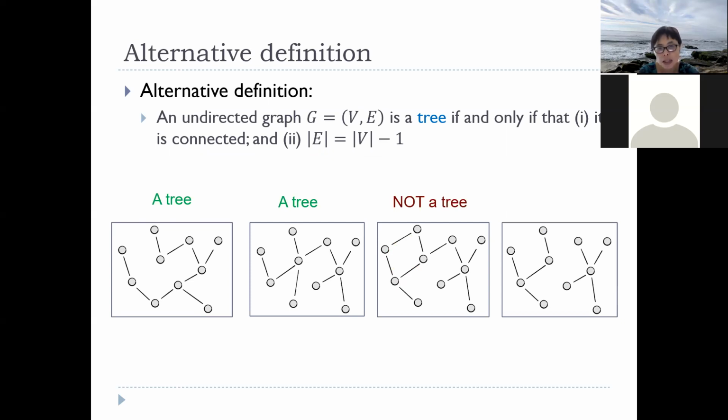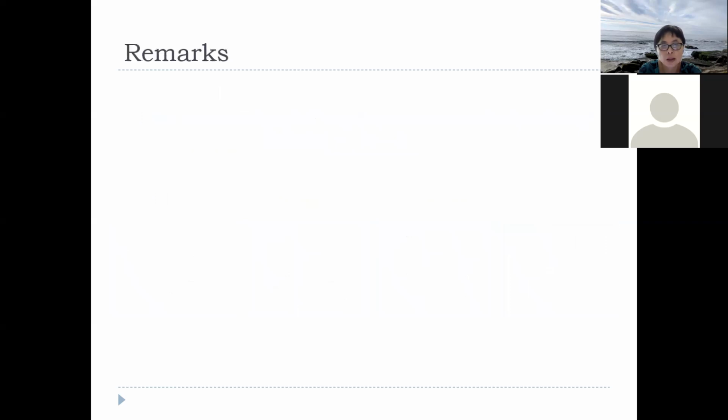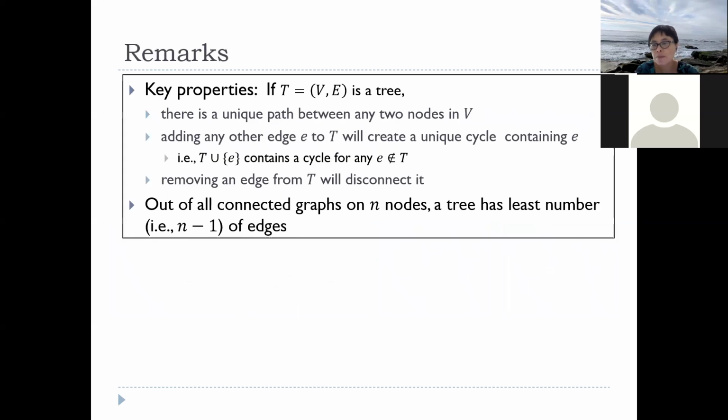Sometimes it's easier to use the definition I'm showing on this slide, because then you just need to check the connectivity and also check the relation between the number of edges and the number of vertices. All right, so here are some important properties of trees, some of which we're going to use later in our algorithm.